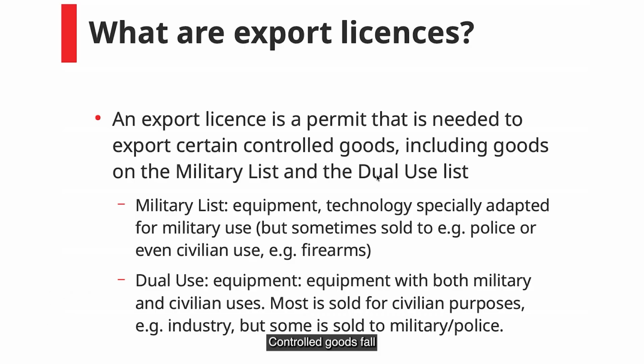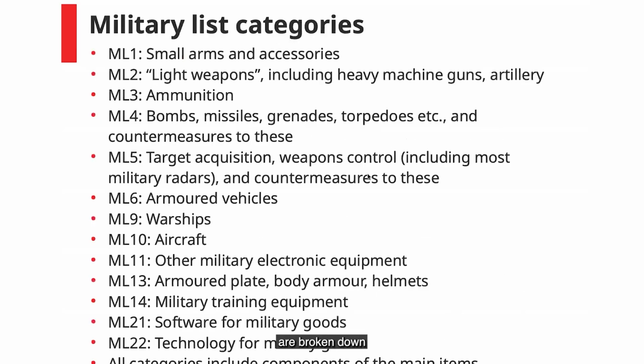Controlled goods fall into two categories: military goods and dual-use goods. There are comprehensive lists which the UK applies, more or less in common with the EU, of what is covered by these controls, namely the military list and the dual-use list. Each of these are broken down into different categories.